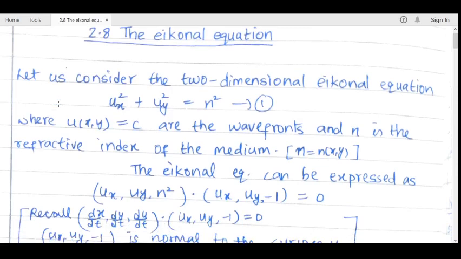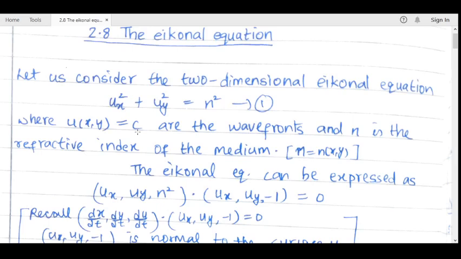So consider the two-dimensional Eikonal equation. Here the dimension is 2 because you have x and y. The equation is ux square plus uy square equal to n square, where n is a function of x and y. This is the Eikonal equation.